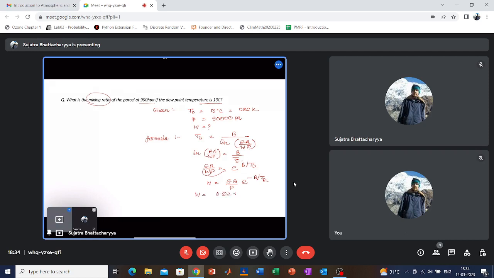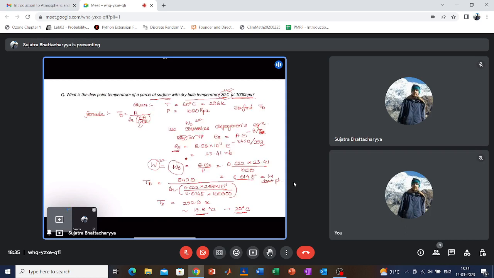Now just put in the values and get the result. Epsilon is 0.622, this is 2.53 into 10 to the power 11, e to the power minus 5420 divided by 286, divided by 900. What is W? Let's calculate. It's coming around 0.010. What does this mean? At 900 hectopascals, at dew point temperature, 10 grams of water vapor is present in 1 kg of dry air. And this W is nothing but the saturation at 13 degrees Celsius. In the previous question, nothing about the mixing ratio is given. Therefore, we have assumed this thing.